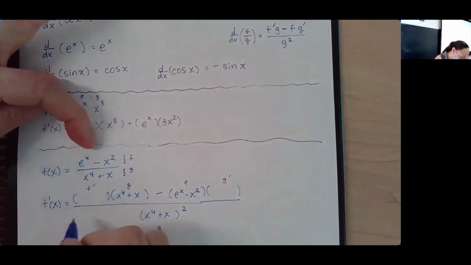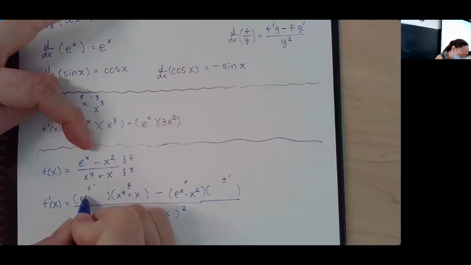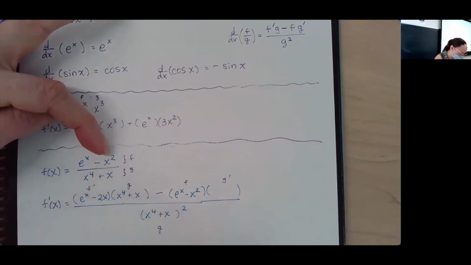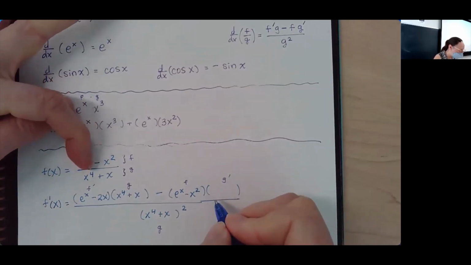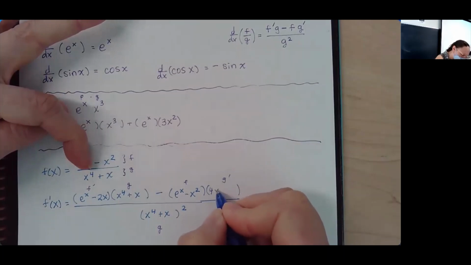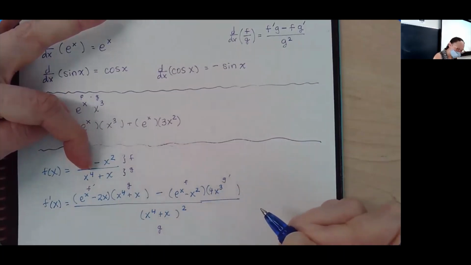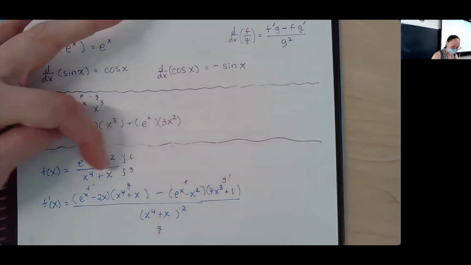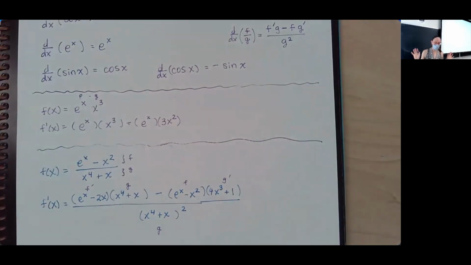So the derivative of the top: the derivative of e to the x is e to the x, and the derivative of x squared is 2x. Derivative of the bottom, I've got x to the 4th, so I bring that 4 down in front and subtract 1 from the exponent. And then the derivative of x is 1. And then we walk away.